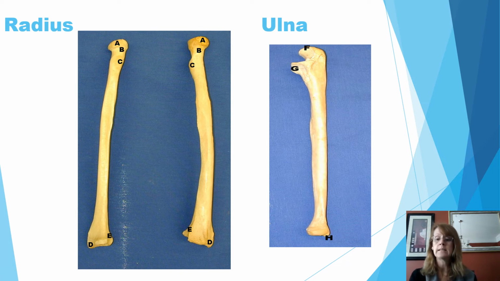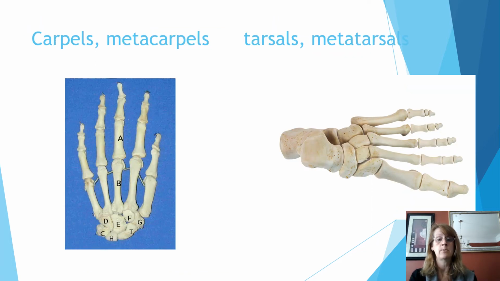However, your radius is the one that articulates wrist bones. And I have the wrist and the feet, or excuse me, the hand and the feet together because they are very, very similar. Your wrist bones are what we call your carpals. These are examples of short bones, and you can see here how they fit tightly close together like pieces of a puzzle.